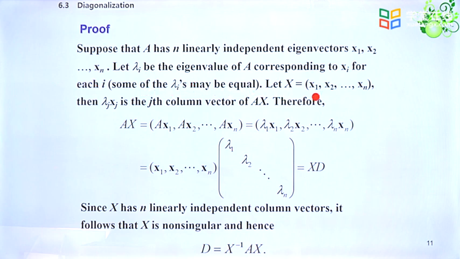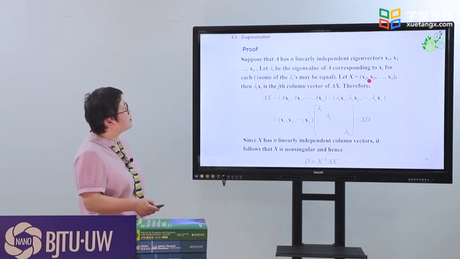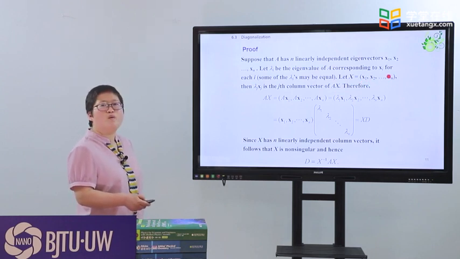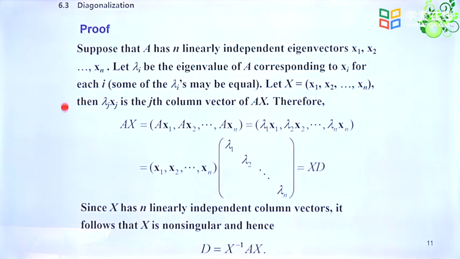Let X be composed of those eigenvectors x1, x2, till xn. Then lambda j xj is the jth column vector of A times X. Therefore, A times X equals A times the first column, A times the second column, till A times the last column. This is from the multiplication of partitioned matrices, right?